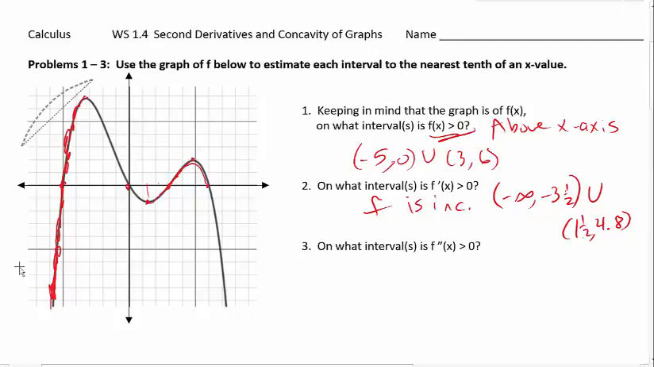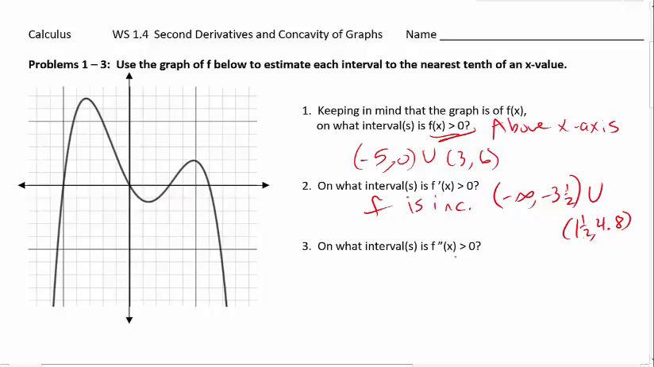Then for number 3, they say, where is the second derivative positive? Well, since we have a picture of the parent graph, second derivative positive means the graph is concave up. So it's opening up like a cup.